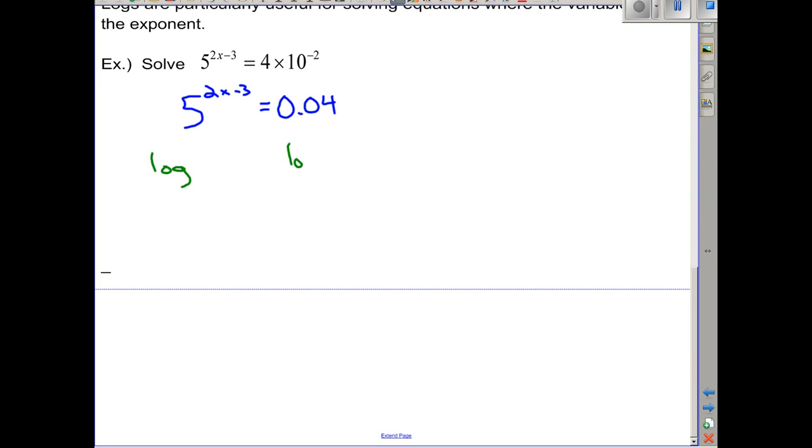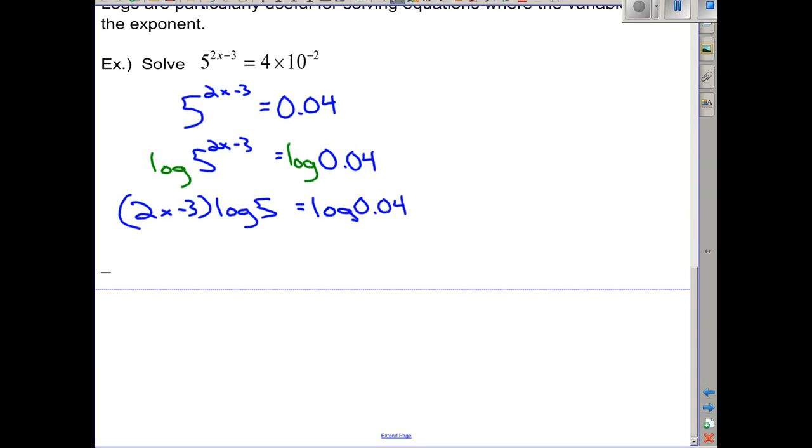So log both sides of 5 to the 2x minus 3, and log of 0.04. I can now bring down my exponent all together, need to put it in brackets, equals log of 0.04. Okay. Divide both sides by log 5 to start isolating our x. So we'll get 2x minus 3 equals.